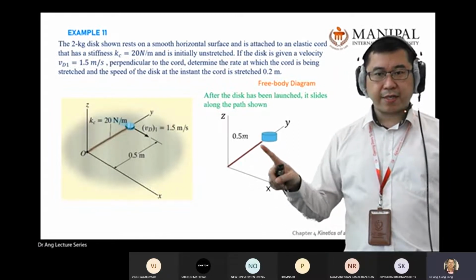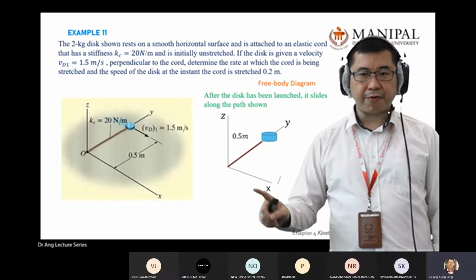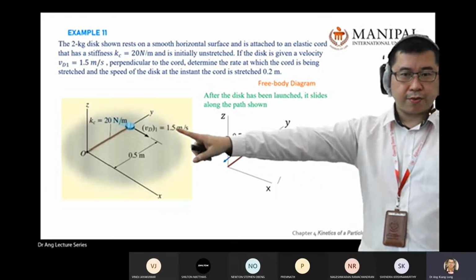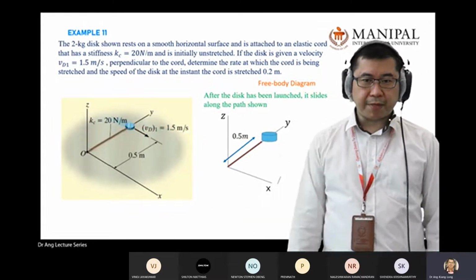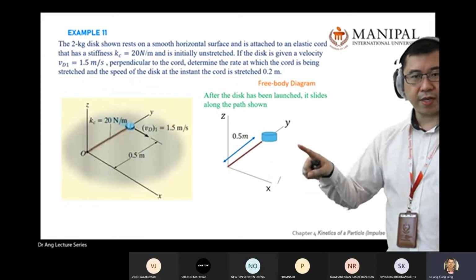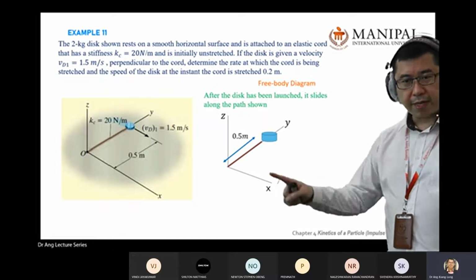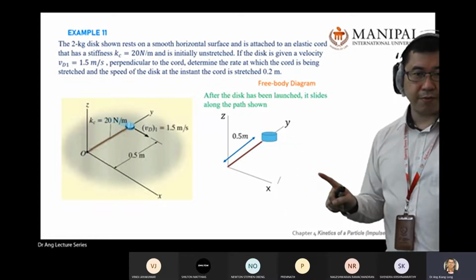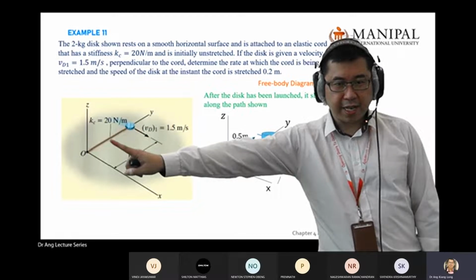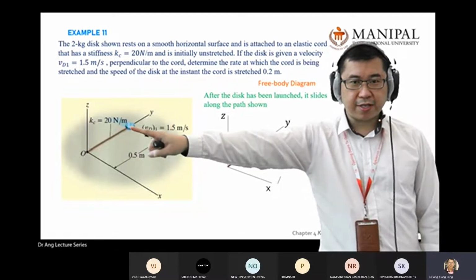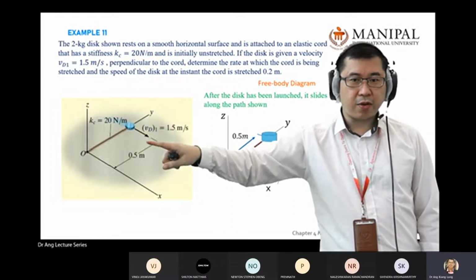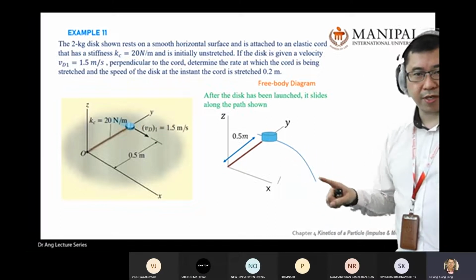So before the start, you have an object with a 0.5 meter cord, right? Imagine you kick this object with 1.5 meters per second with this stretching cord. It is still going to move in a curved motion, but not a normal curve. This is elastic. You kick this disc with a speed of 1.5. No matter how it goes, it still moves in a curvilinear motion.